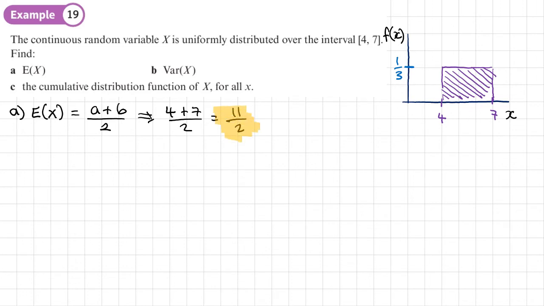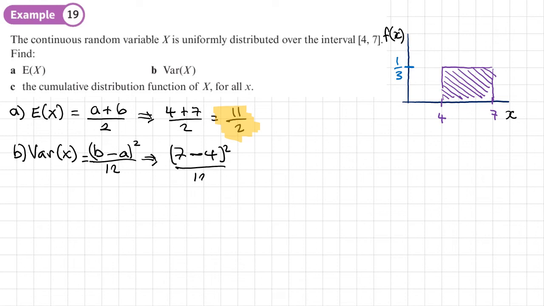Part b, var x, so the variance of x. Again we can just use the formula, and that will be b minus a all squared over 12. I think in the formula book it says 1/12 at the front, it's the same thing. So that'd be 7 minus 4 squared over 12. 7 minus 4 is 3, so we've got 3 squared over 12, 9 over 12, which simplifies to 3/4, divide both by 3.